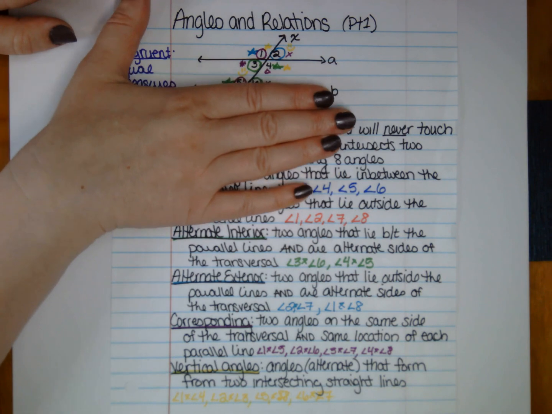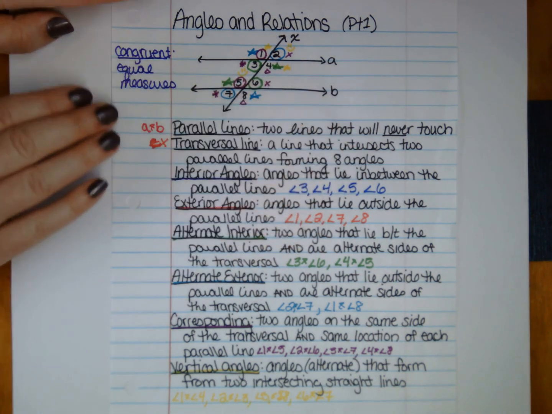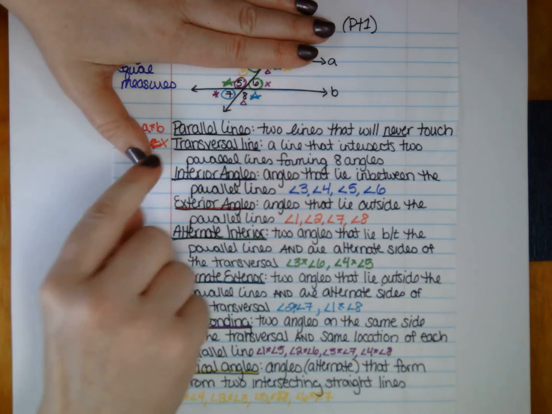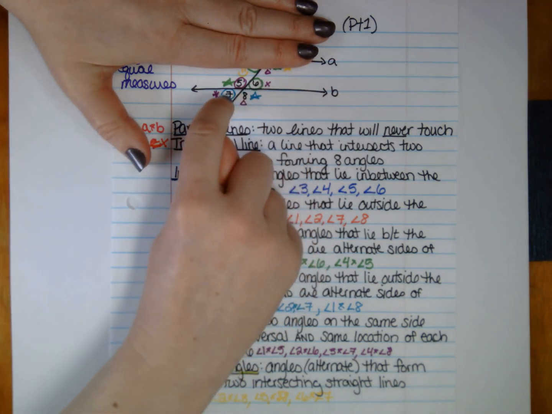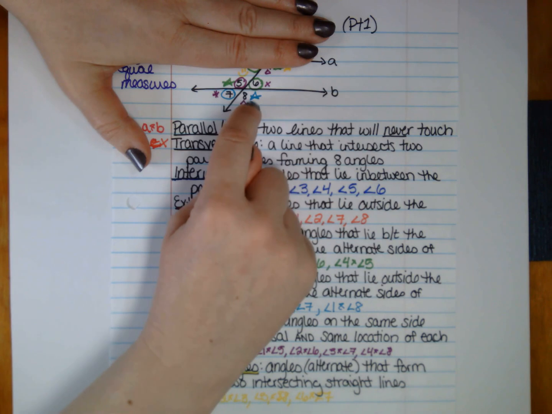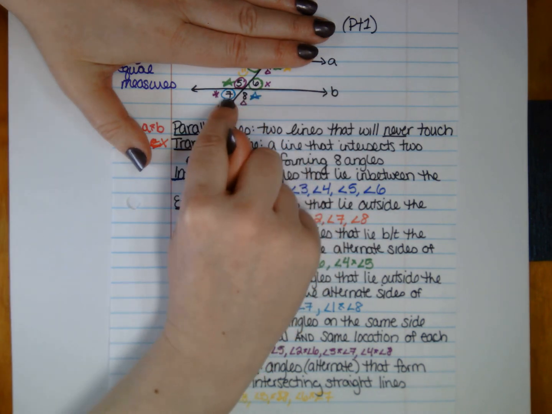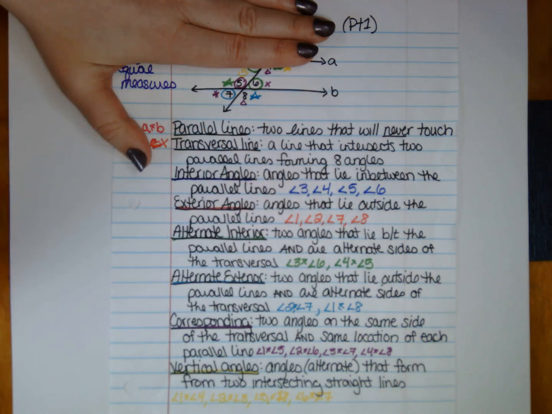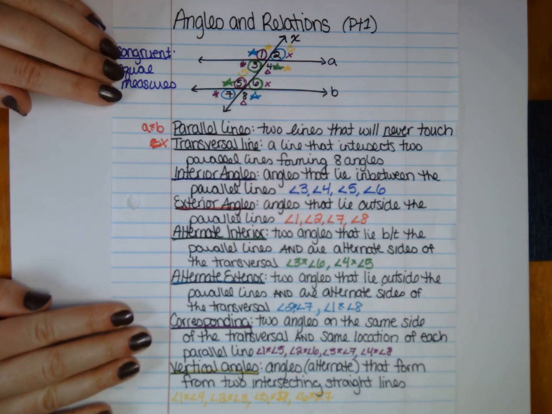If we look at line B and our transversal, again, you're looking for angles that are directly opposite each other. So 6 is directly opposite 7. That means that they're vertical. And 5 is directly opposite angle 8, which means that they are vertical as well.